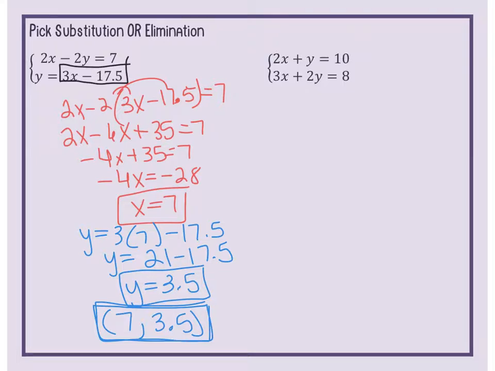Go ahead and try the next one on your own and freeze the video. When you come back, the answer will be there.